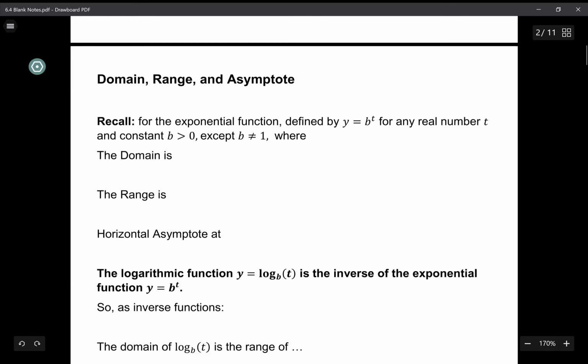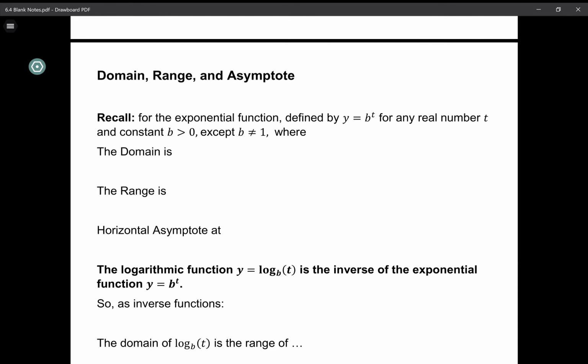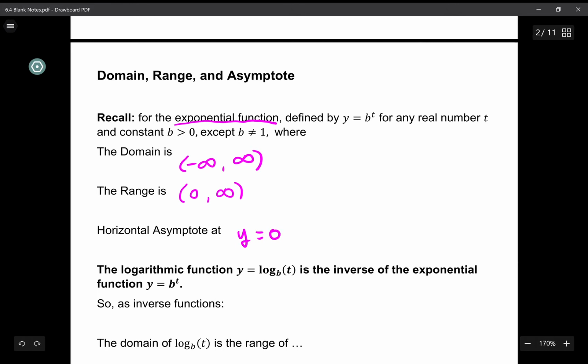So let's review just for a few minutes for exponential functions. Exponential functions are defined as y equals b to the t. Let's remember the domain and the range for those. So b is any number greater than 0, not equal to 1. What was the domain for exponential functions? The domain was minus infinity to infinity, all real numbers, right? We didn't divide by 0, and we didn't take the square root of a negative number. And the range is, well, the smallest we got was 0. Remember, we had the horizontal asymptote, and the largest value was infinity. So we had a horizontal asymptote at y equal to 0. The x-axis was a horizontal asymptote.